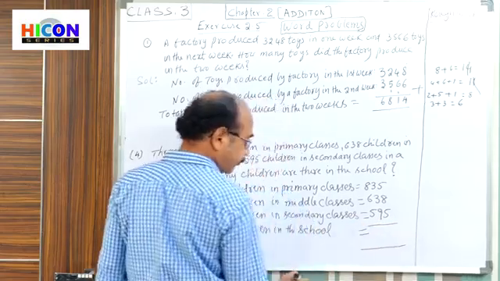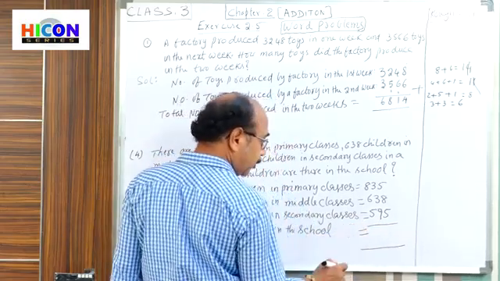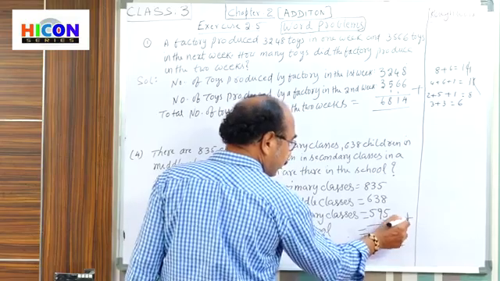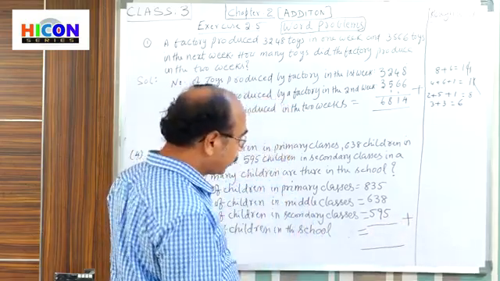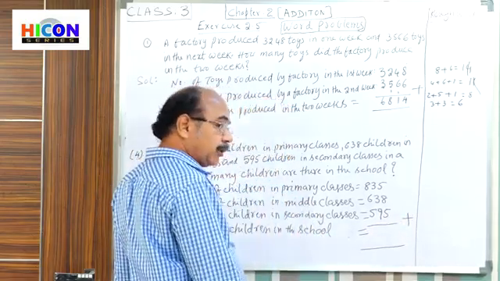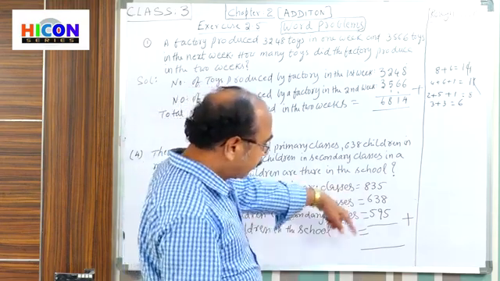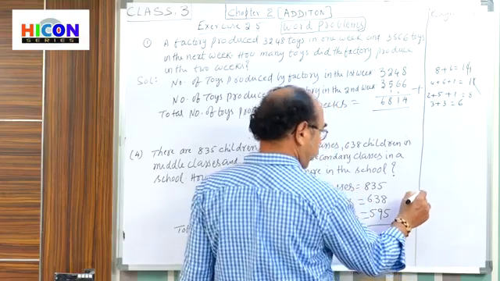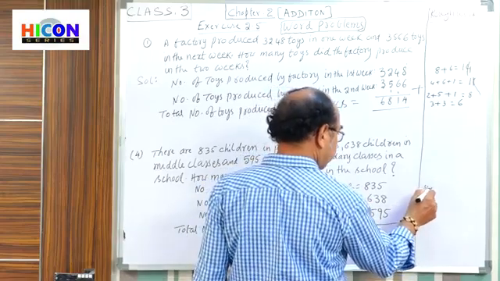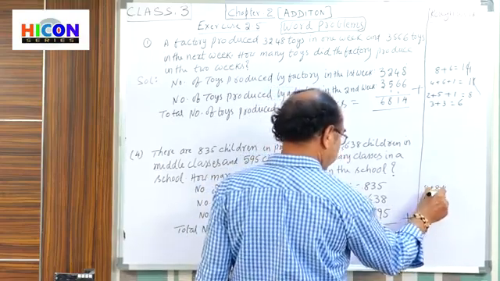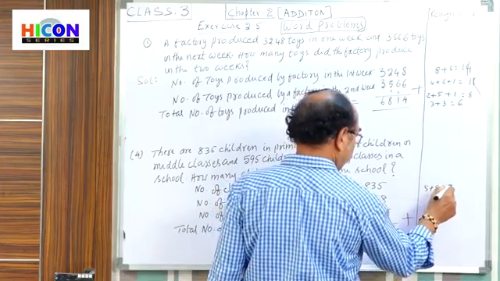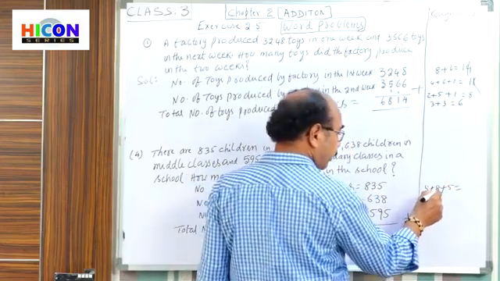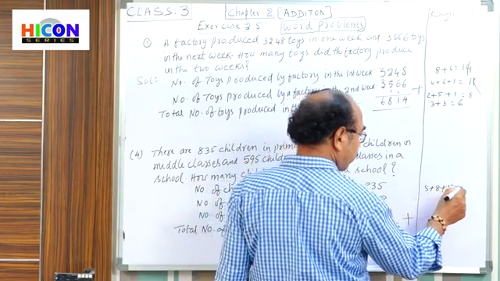Add the three numbers. Addition. The symbol we use is plus for addition. Add now. 5 plus 8 plus 5. See, in the rough margin you write. Ones digits. 5 plus 8 plus 5. 8 plus 5, 13. 13 plus 5, 18.